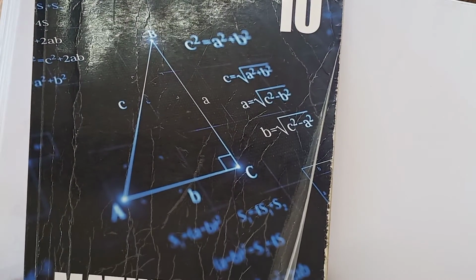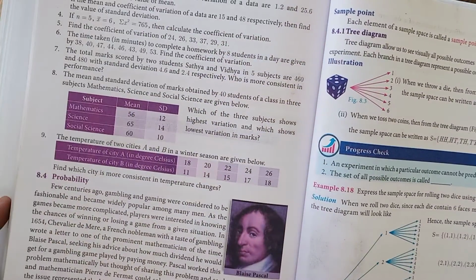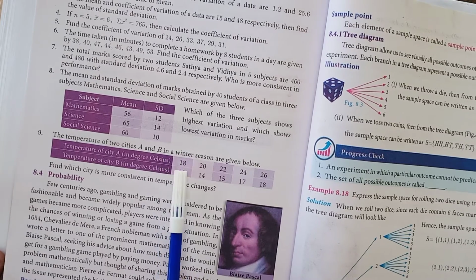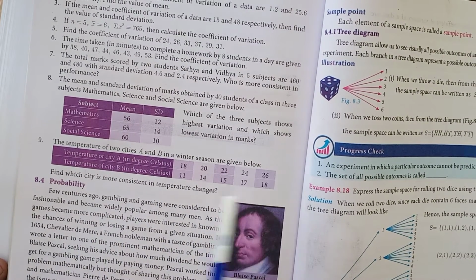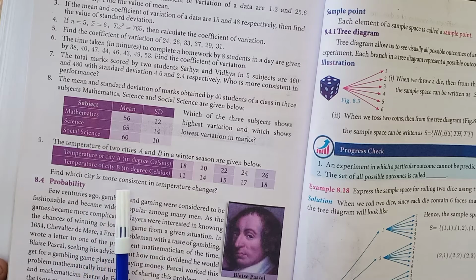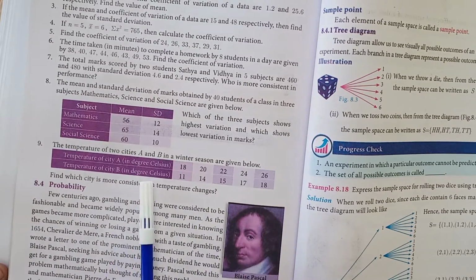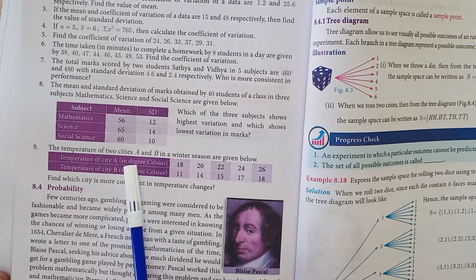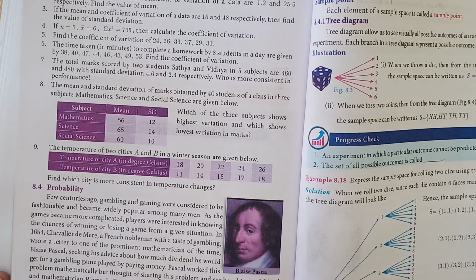10th standard mathematics, chapter number 8, continuation of exercise 8.2. Now problem number 9. The temperature of two cities A and B in a winter season are given below. You are asked to find out which city is more consistent in temperature changes. Whenever the word consistent is given, you can go for the coefficient of variation. For city A and city B, you have to find out the CV, coefficient of variation, separately.